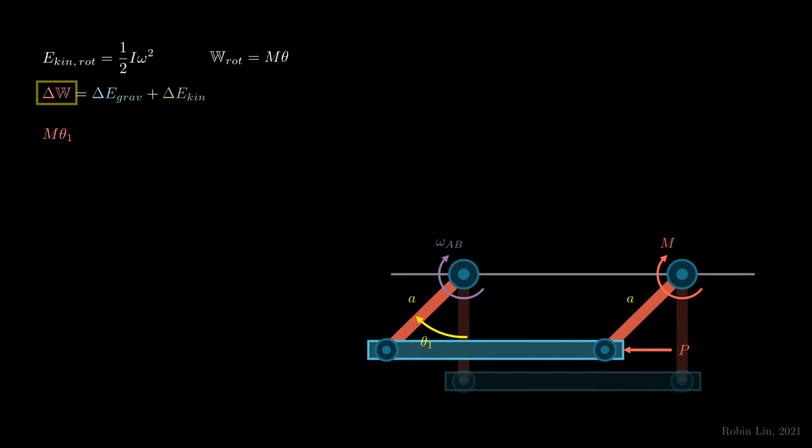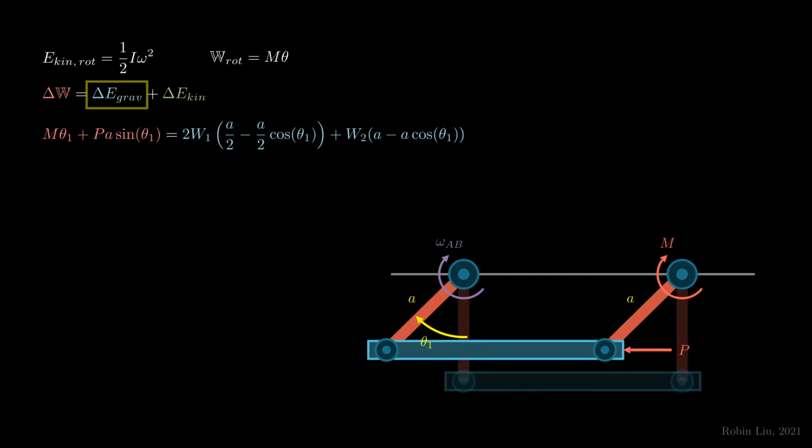The force P and the moment m both contribute work into the system. We can then write the gravitational potential energy change for the 2 rods, as well as for the bar. Finally, we can write the changes in kinetic energy. The bar started out at a speed of A times omega naught, and ends at a speed of A times omega sub AB. The bar isn't rotating, so there's no rotational energy term.